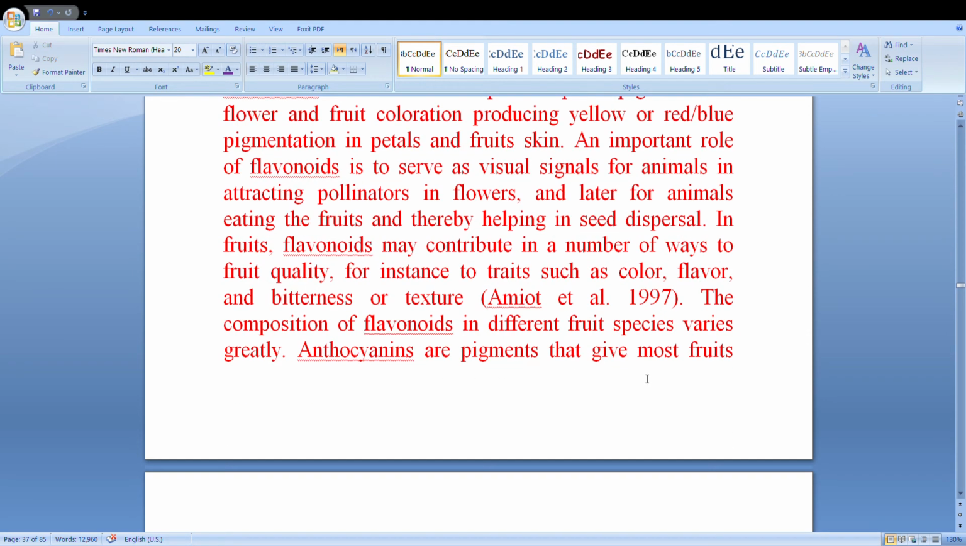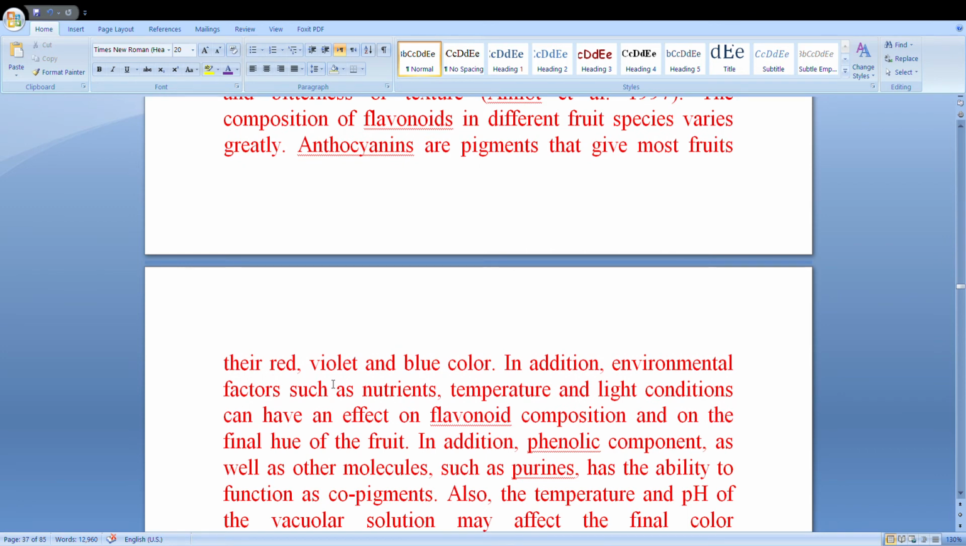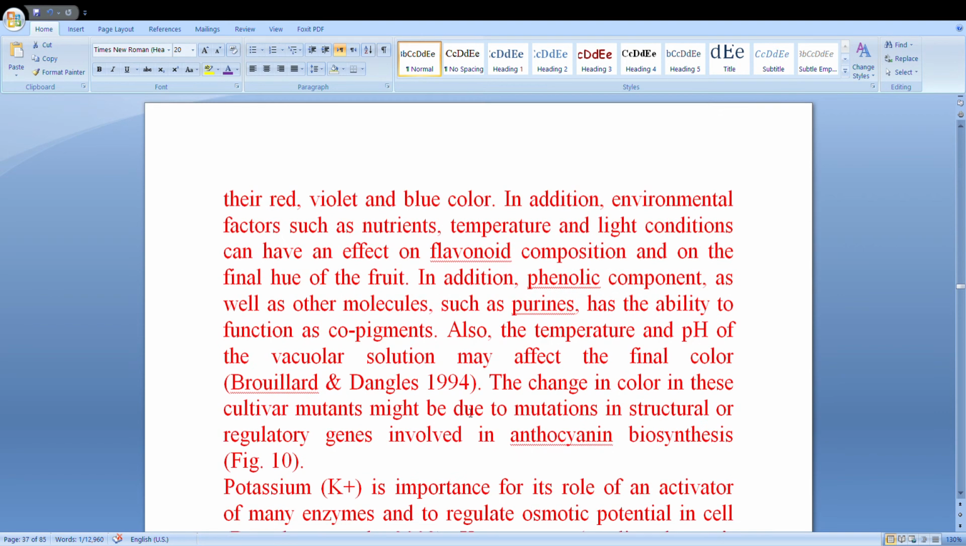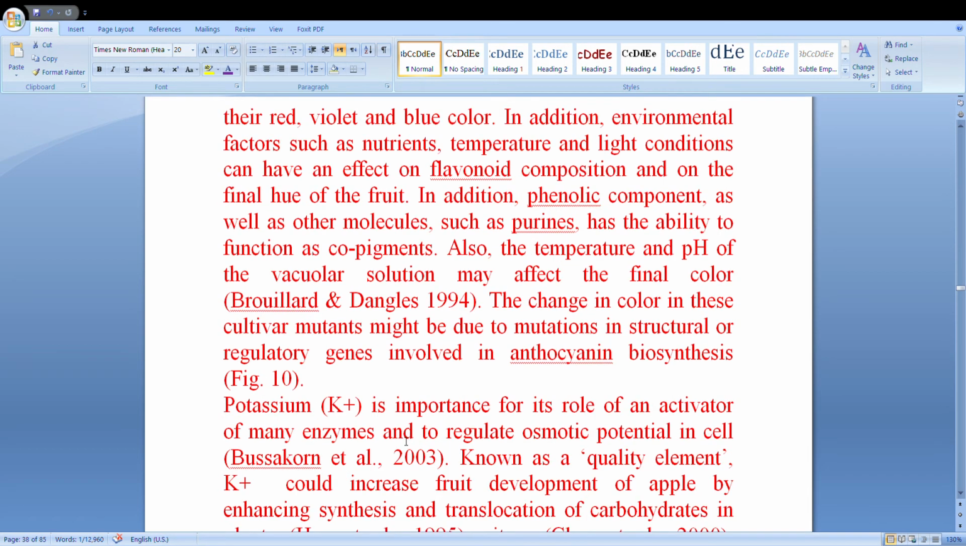Some are the pigments that give most fruits their red color, violet, and blue color. When a food is more colorful, we choose it. So when you want to buy fruits from the market, it is everyone's choice to pick the more colorful fruits with high pigments. These pigments include the flavonoids and also antioxidants. Flavonoid compositions are antioxidants, as mentioned by many scientists.